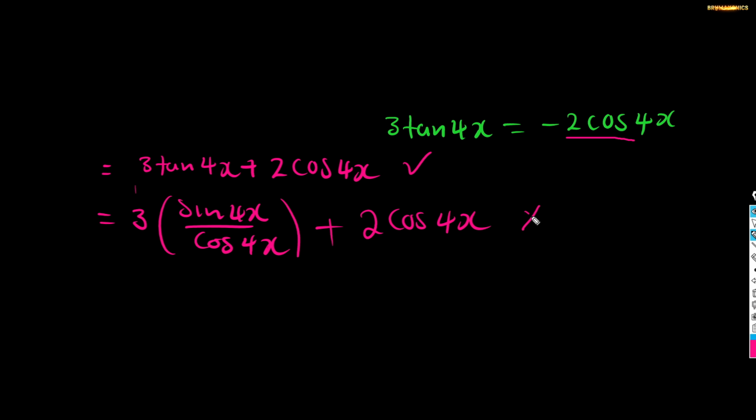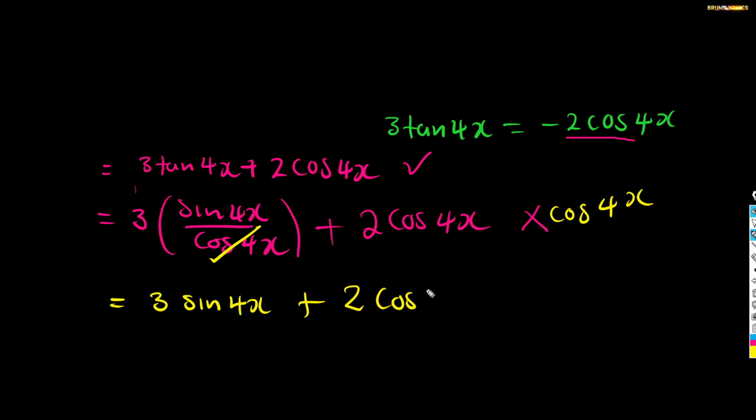So let's try to cross multiply this by the cos for there, cos. This will be cos 4x, right? Multiply it by that, cancel here, this will be equals to 3 sine of 4x, plus 2 cos squared 4x, same angle, right? Still we are in the right direction.